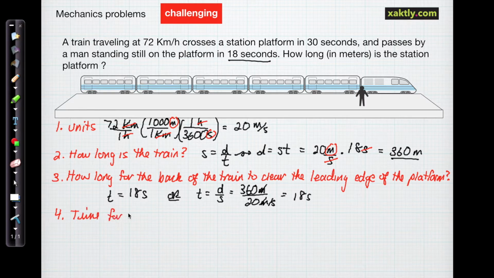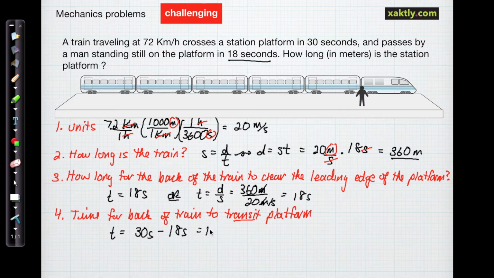Okay, fourth, we can now calculate the time that it takes for the back of the train to transit or to cover the whole distance of the platform. And that's just our 30 seconds given in the problem minus the 18 seconds that it takes for the back of the train to actually hit the platform. And so that's 12 seconds.